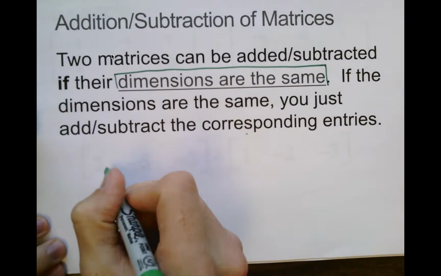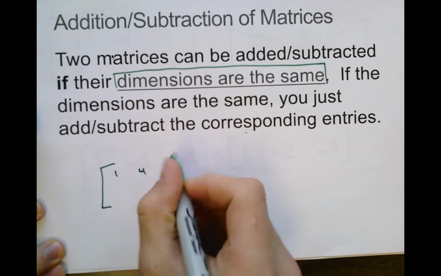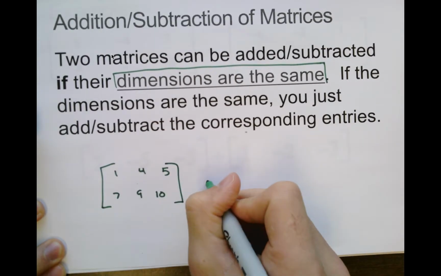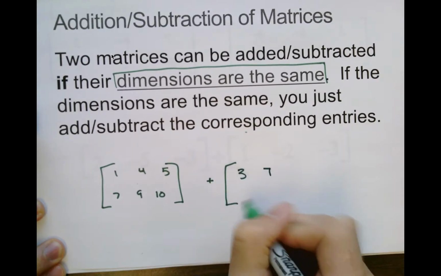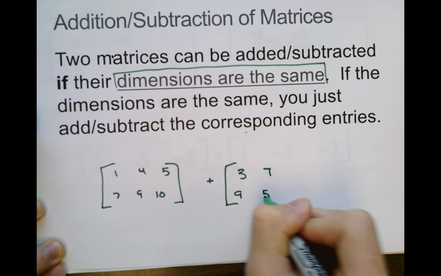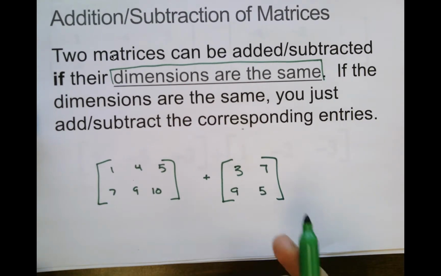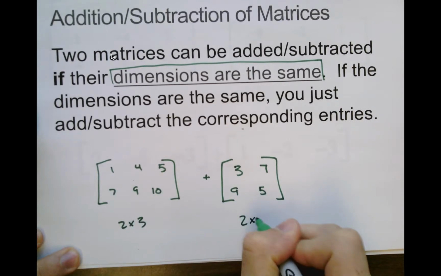So, for example, if I were given this matrix, 1, 4, 5, 7, 9, and 10, and I tried to add that with 3, 7, 9, 5. If I take a look at these two matrices, I see right now the dimensions are different. This is a 2 by 3 matrix. This is a 2 by 2 matrix.